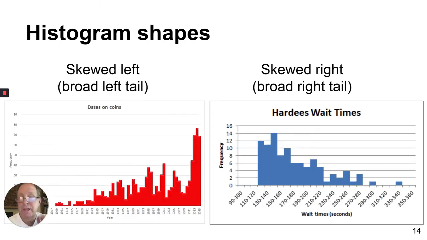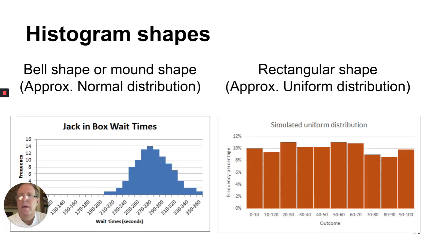Histograms do have shape, and we can describe those shapes. The histogram on the left is skewed to the left because it has a broad left tail. The histogram on the right is skewed to the right because it has a broad right tail. Histograms also could have these kinds of shapes.